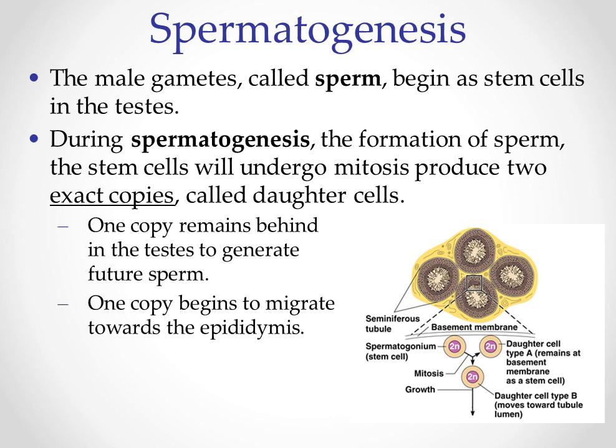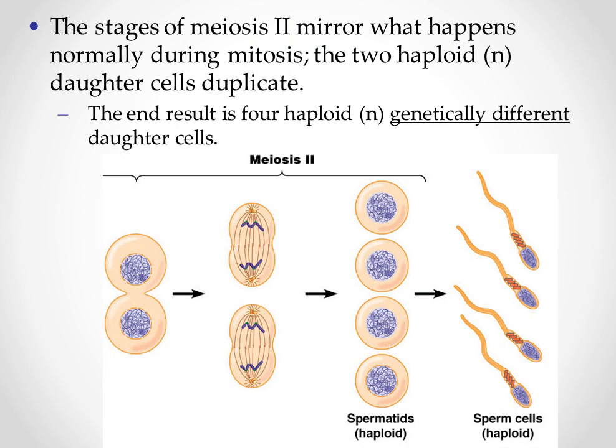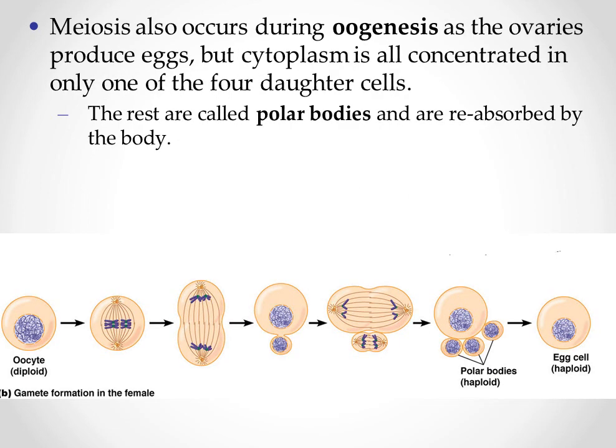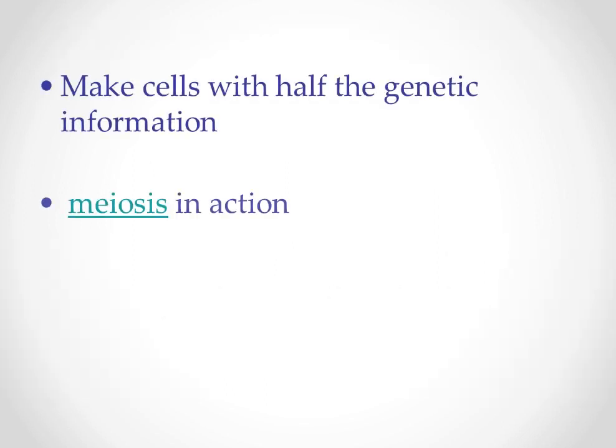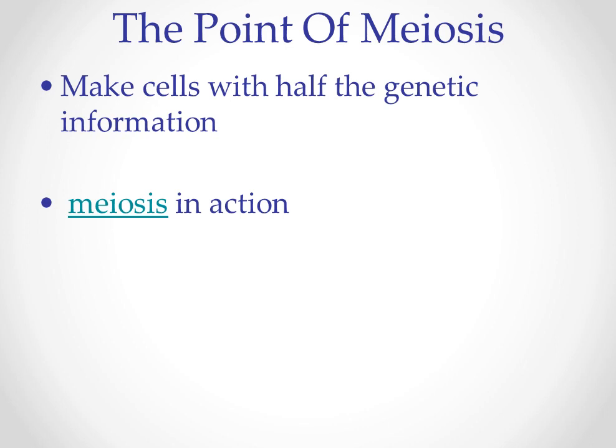Which is called N. Okay? So, 1, 2, 3, 4. Haploids. Okay? 4 genetically different cells. We know that. Now, oogenesis means that you're going to produce eggs. So, again, you get 1 haploid, 1 egg, and you get 3 polar bodies. The 3 polar bodies are trash.